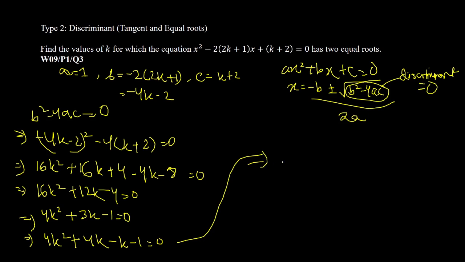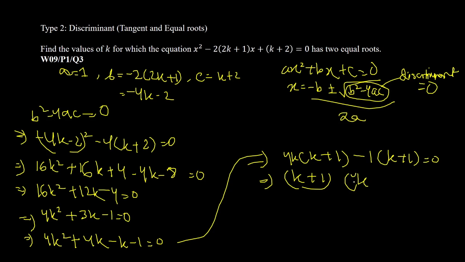Then from here we can get 4k k plus 1 minus 1, k plus 1 equal to 0, k plus 1, 4k minus 1 equal to 0. k equals to minus 1, this is one answer, and k equals to 1 by 4, which is another answer. If you substitute both of these values onto here, we'll actually get something associated with the completing square formulas, a plus b whole square, a minus b whole square. So this is where this sort of thing is important, and therefore we will get a single solution.